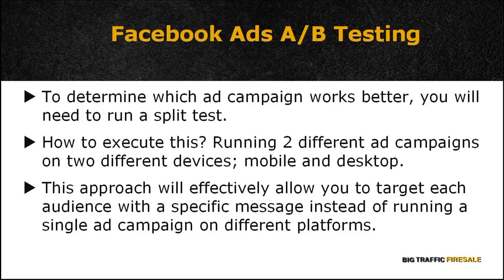To determine which ad campaign works better, you'll need to run a split test. How do you execute this? Running 2 different ad campaigns on 2 different devices, mobile and desktop. This approach will effectively allow you to target each audience with a specific message instead of running a single ad campaign on different platforms. 2 different ad campaigns on different devices mean both are targeted to different audiences to detect the differences in the results.